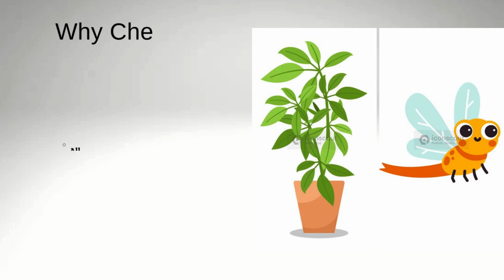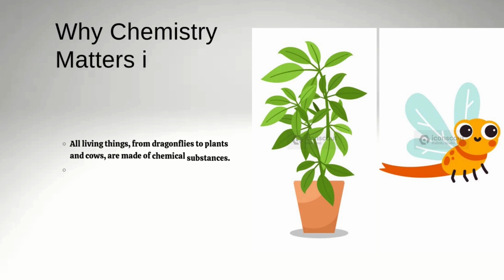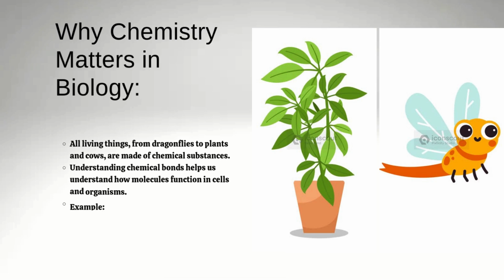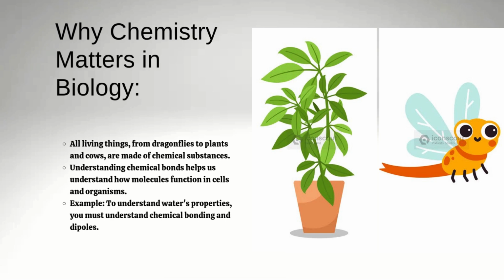We explore why chemistry is so important in biology. Every living thing, whether it's a tiny dragonfly, a tall tree, or a cow, is made up of chemical substances. To understand life at the cellular level, we need to understand chemical bonds. For example, to explain how water behaves in our bodies, we first need to know about chemical bonding and dipoles.